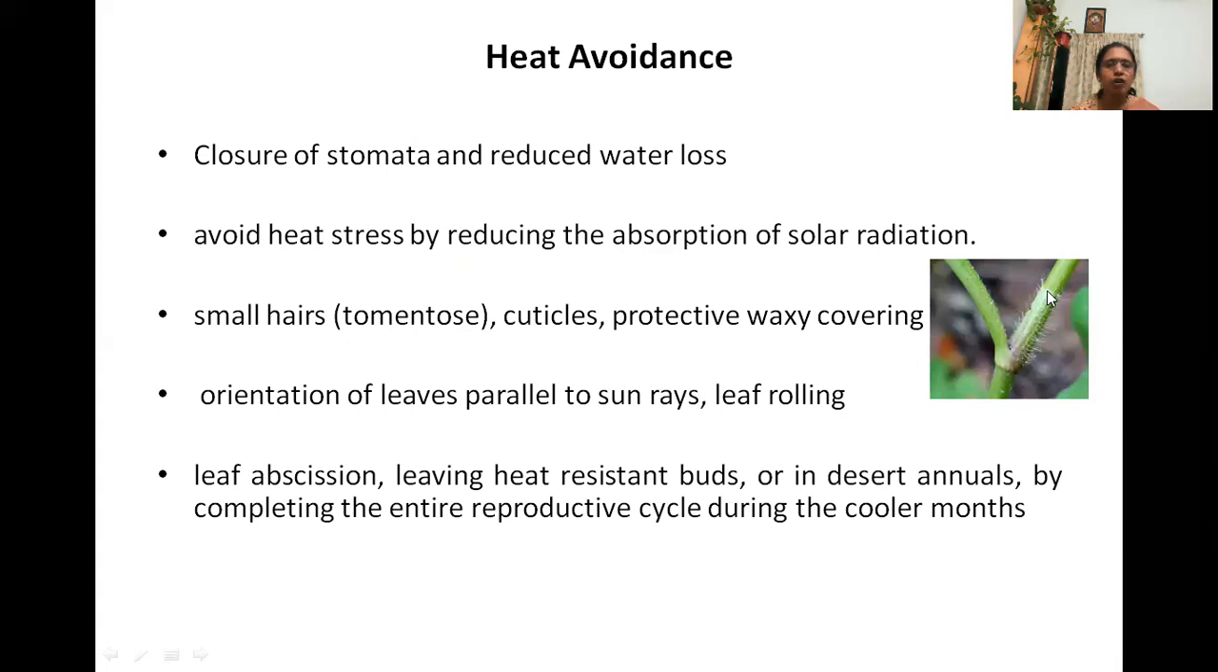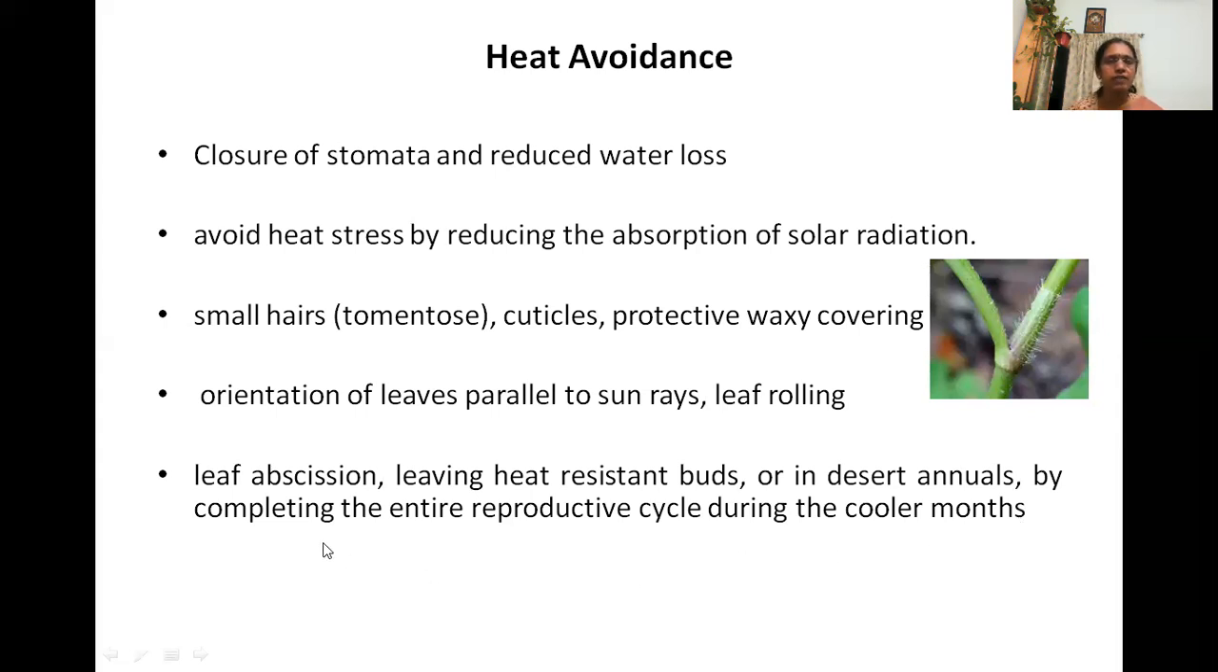And then there are small tomentose hairs present on the plant, and then a very thick cuticle present on the plant surface, and then a waxy coating will not allow the heat radiation to enter inside. And then orientation of the leaves parallel to sun rays, and then leaf rolling, leaf abscission, leaving heat resistant buds, or in desert annuals by completing the entire reproductive cycle during the cooler months.